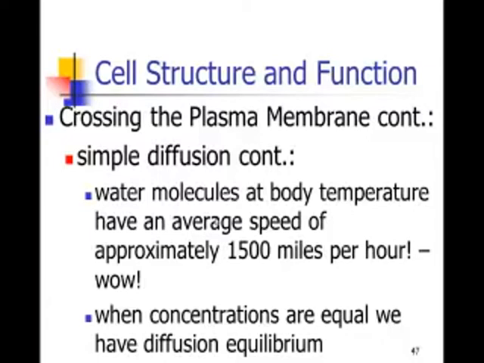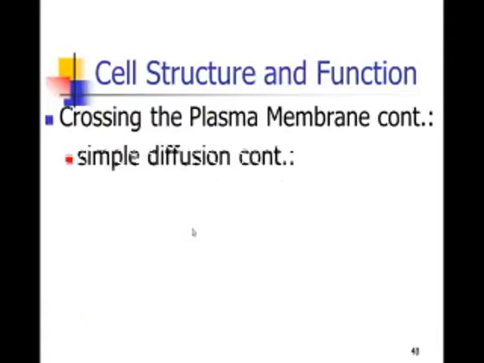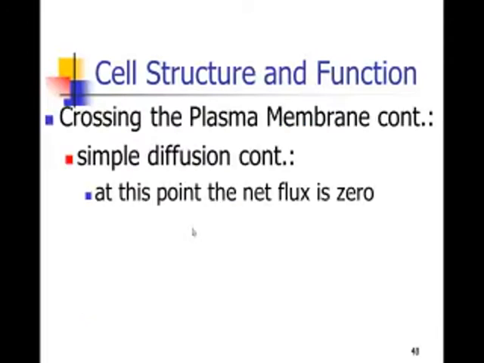So, once the concentrations balance out throughout a volume, we have what's called equilibrium, diffusion equilibrium. And this doesn't mean that the molecules aren't moving anymore. It just means that there's really no net change in concentration throughout the volume. Okay, so that would be a point where the net flux would be 0.